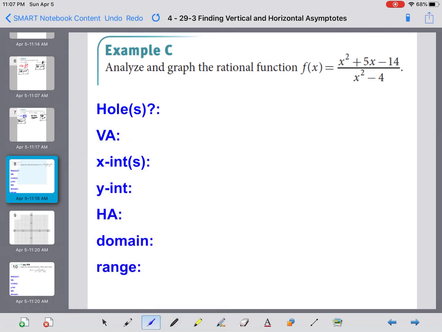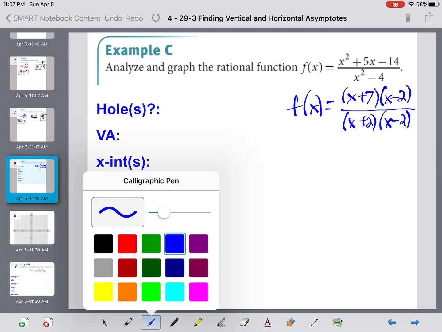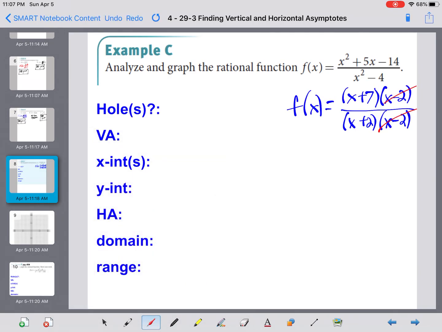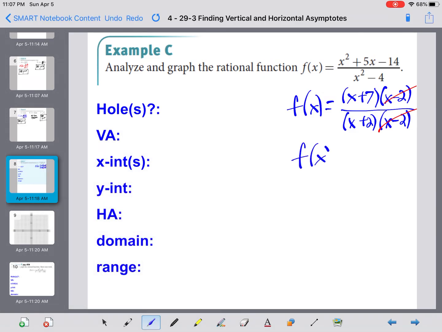So the first thing you got to do is factor everything out. Okay, so we got an x squared plus 5x minus 14 up top. That factors to x plus 7, x minus 2. On the bottom, you got an x plus 2, x minus 2. All right, so we do get something to reduce here. The x minus 2 is reduced. That means I'm going to have a hole. Let's rewrite this final thing here as x plus 7 over x plus 2.